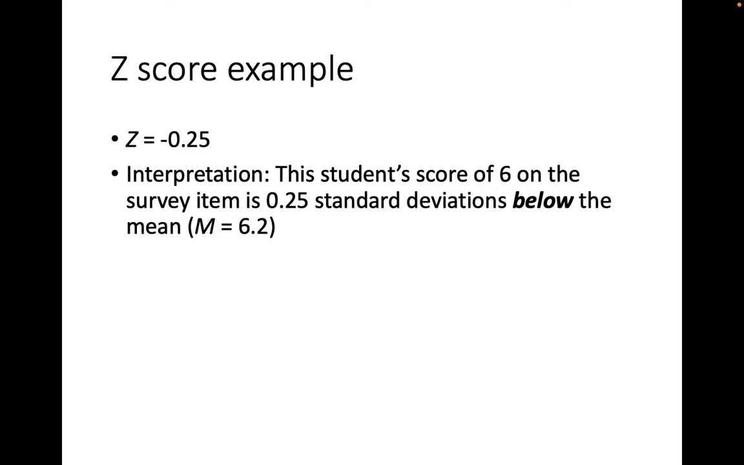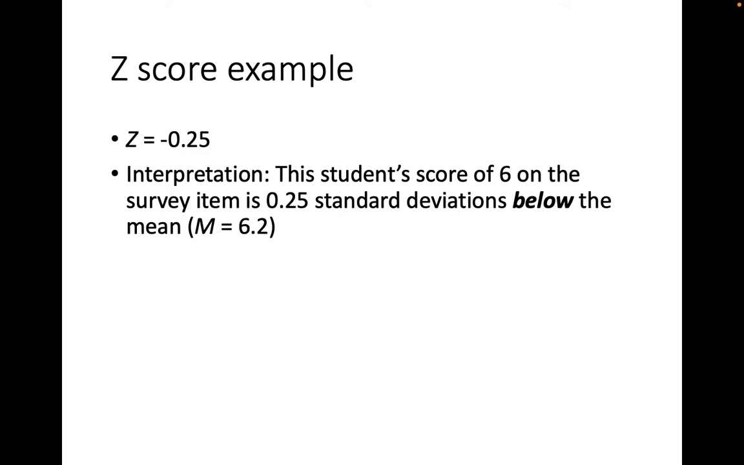What this tells us is that the student scored 0.25, in other words, 1/4 of a standard deviation below the mean. Note that the negative sign indicates that this student scored below the mean. This is useful information because the score of 6 doesn't really indicate how the score relates to the whole distribution of scores. If we know the mean, we can compare the score to the mean, and that will tell us whether the score is above or below average. So knowing that the mean is 6.2, that would tell us that the score of 6 is below average.